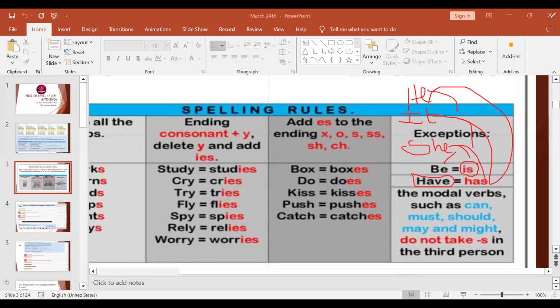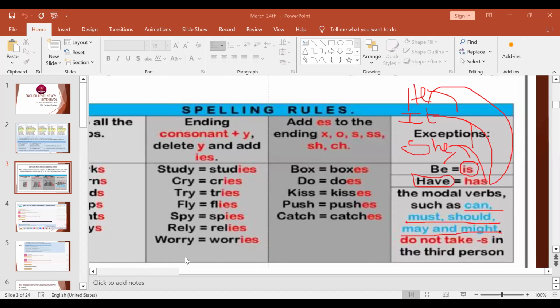The modal verbs do not take the S in the third person, okay? Estos verbos, nunca le vamos a poner S a can como verbo, okay? Eso no se hace. Estos verbos son los verbos modales, por lo tanto no se aplica esa regla. Entonces, remember that.